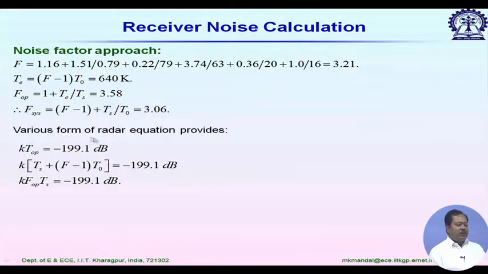We have different forms of the radar equation, some of which we already derived. If we put the values, the noise contribution kT operating comes to minus 199.1 dB. For the second formula, again it comes to minus 199.1, and for the third one also the same. So all these equations you can verify individually using their definitions. In all the cases, the same value should come, and it does.